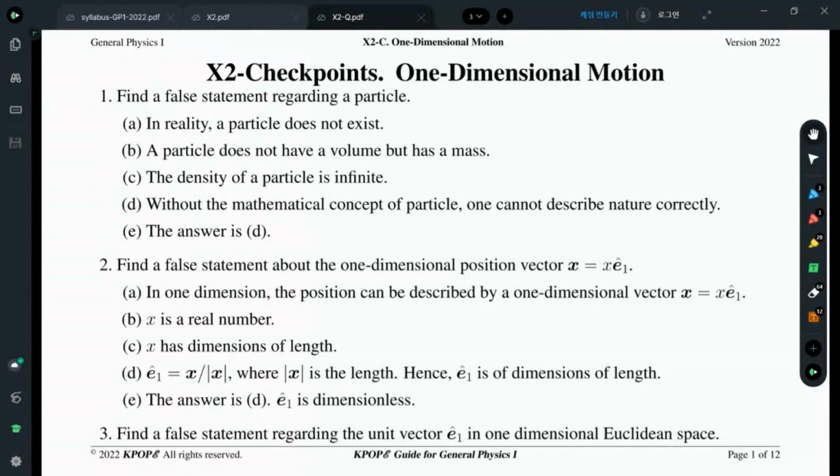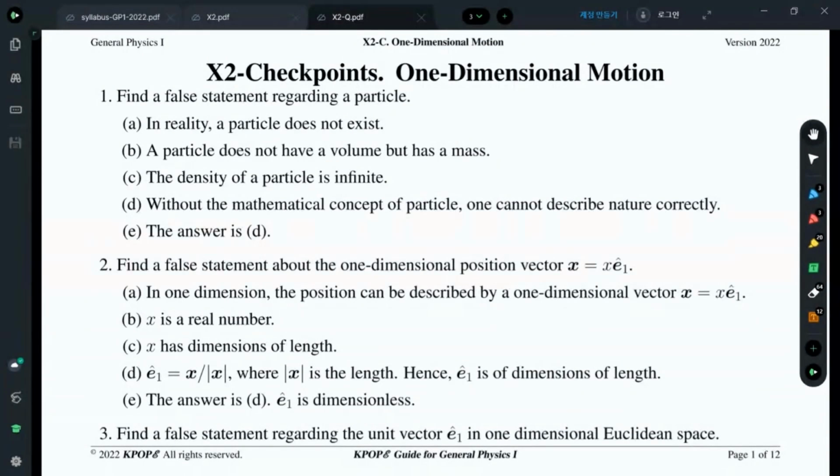Okay, let's begin with the next two checkpoints, one-dimensional motion. Problem 1. Find a false statement regarding a particle. In reality, a particle does not exist. It does not exist, correct? A particle does not have a volume, but has a mass.